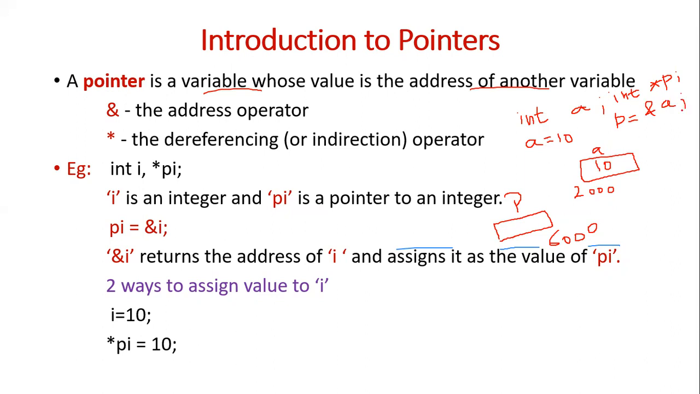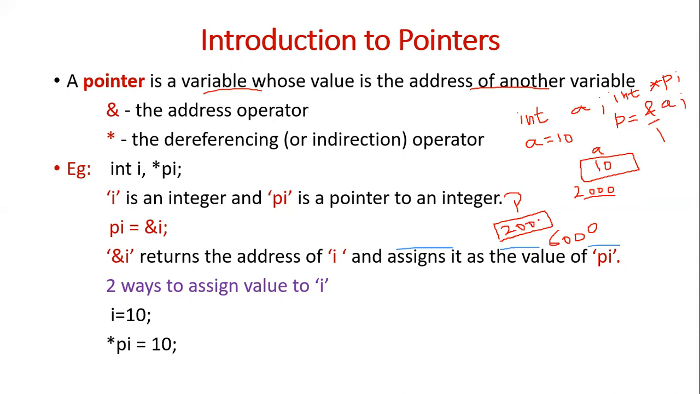Wherever ampersand comes, you should read it as address of. So what does it mean? P is equal to address of A. What is the address of A? 2000. So P will have 2000.